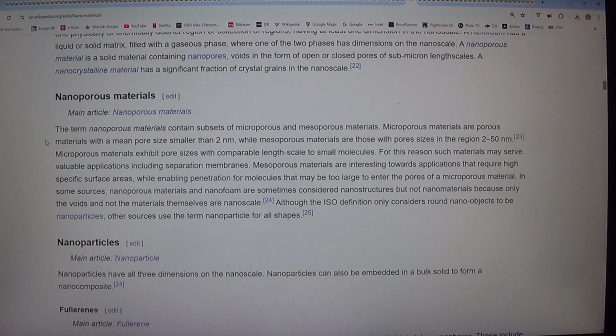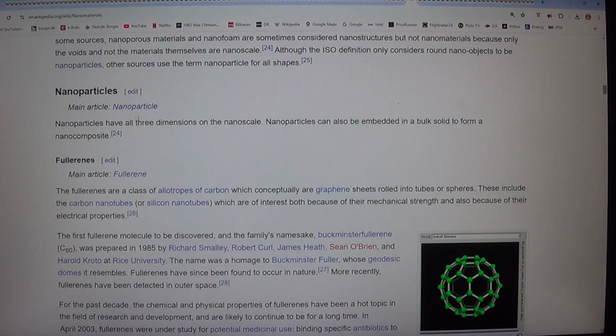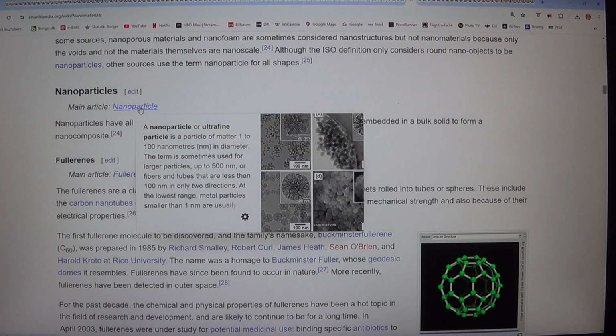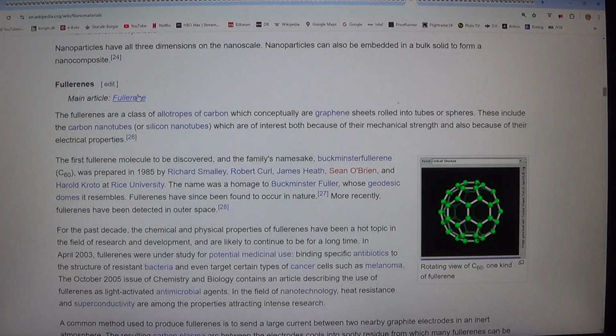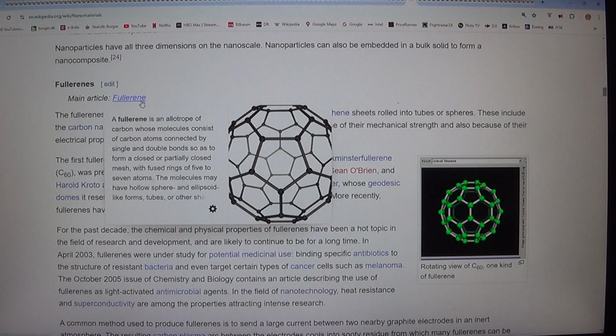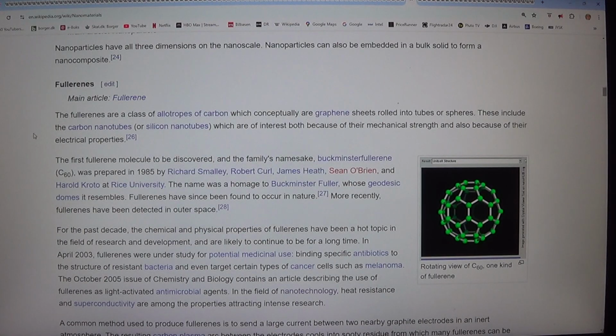Nanoparticles. Main article: Nanoparticle. Nanoparticles have all three dimensions on the nanoscale. Nanoparticles can also be embedded in a bulk solid to form a nanocomposite. Fullerenes. Main article: Fullerene. The fullerenes are a class of allotropes of carbon which conceptually are graphene sheets rolled into tubes or spheres. These include the carbon nanotubes, or silicon nanotubes, which are of interest both because of their mechanical strength and also because of their electrical properties.